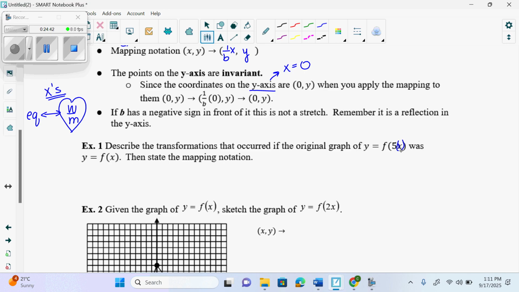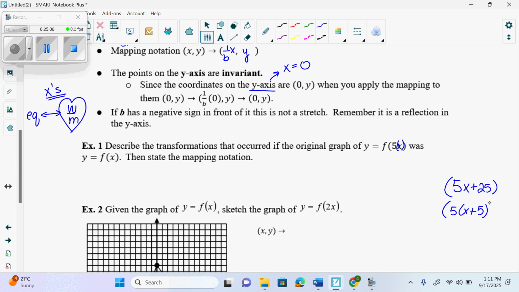So if all it is is a stretch, you can get away with there being a number in front. But if it was like this, watch, 5x plus 25, people are going to tell me that it's a horizontal stretch by a factor of 1/5 and then horizontal translation 25 left, when in reality, you have to remember to take that out.